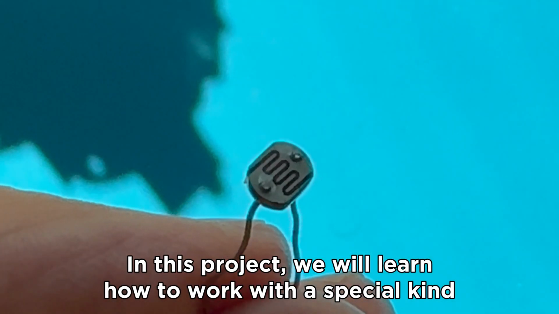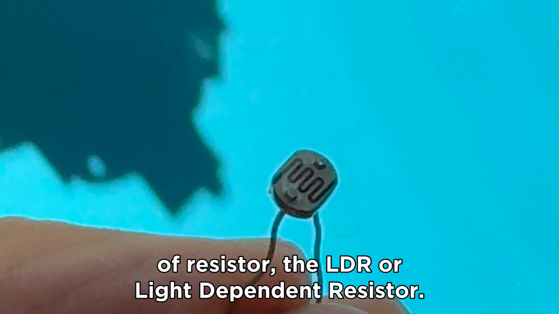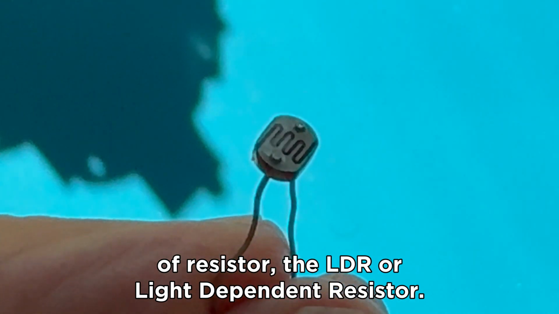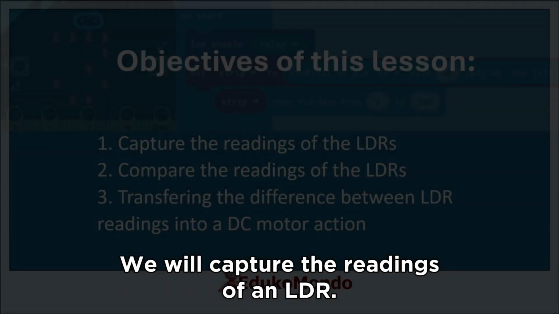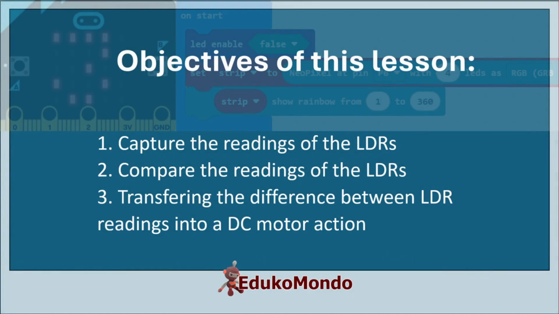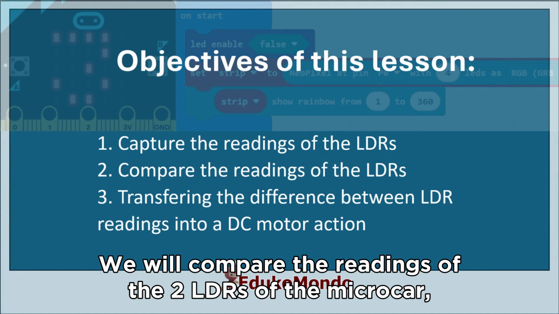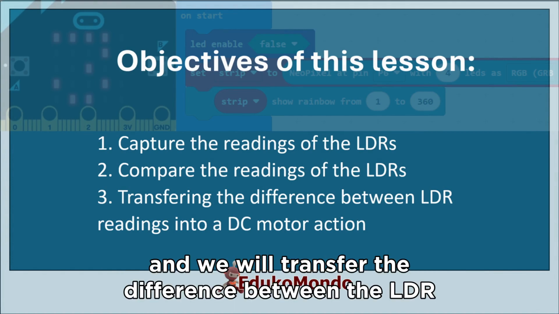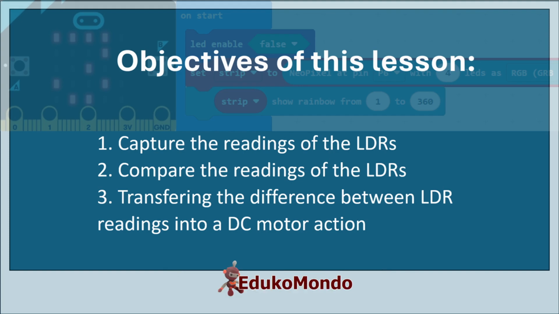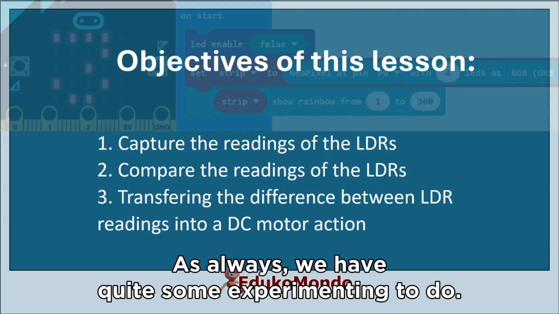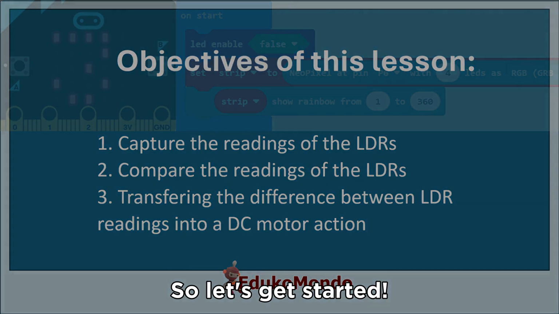In this project, we will learn how to work with a special kind of resistor, the LDR or Light Dependent Resistor. We will capture the readings of an LDR. We will compare the readings of the two LDRs of the microcar, and we will transfer the difference between the LDR readings into a DC motor action. As always, we have quite some experimenting to do, so let's get started.